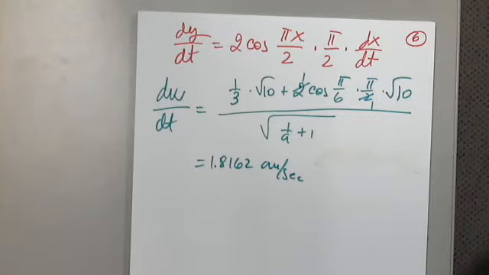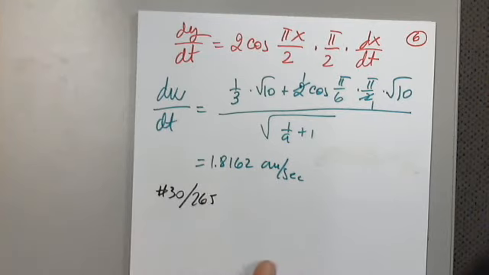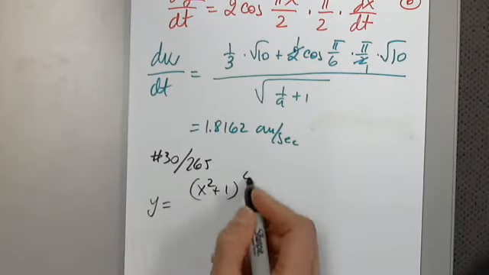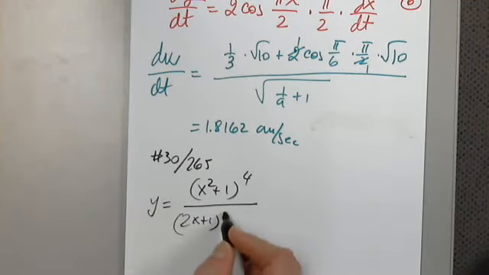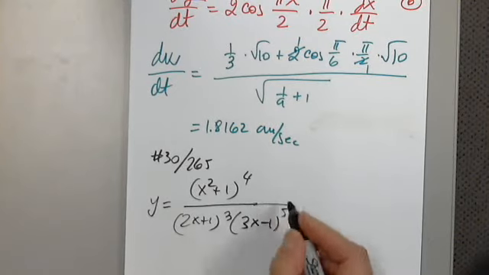For example, 30 on page 265. So y equals x squared plus 1 to the 4th power, everything divided by 2x plus 1 to the 3rd, and times 3x minus 1 to the 5th.